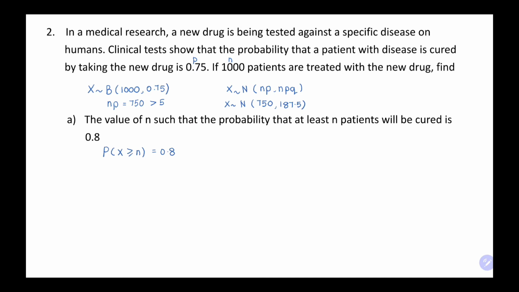Since we change from binomial to normal, we need to do continuity correction or CC. We have the sign greater equal, so greater equal means we need to minus 0.5. So N minus 0.5. Okay, after we use CC, we convert to Z. N minus 0.5, we minus with mean 750, and we divide by square root of 187.5.